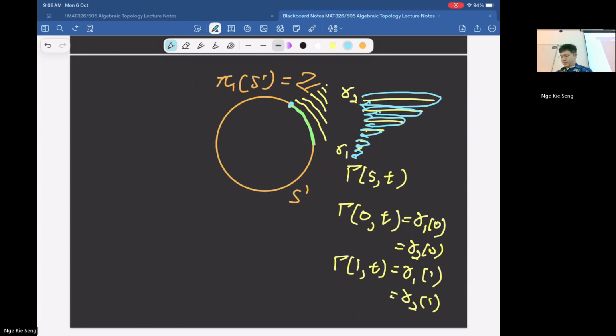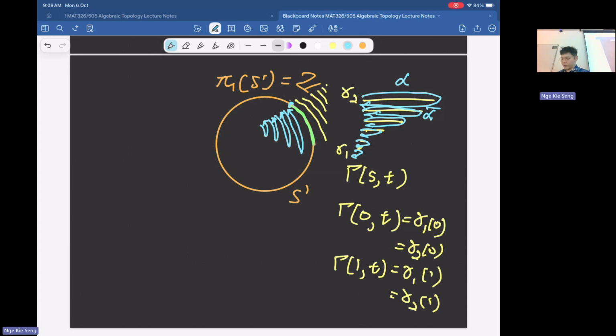Maybe you say this is alpha and then this one is alpha inverse. But not necessarily alpha inverse, it could be something else, maybe alpha inverse with a different parameterization. That's fine, because last time we saw that different parameterization also gives you the same homotopic path. So when we say this path is contractible, actually we are talking about loops in S1.